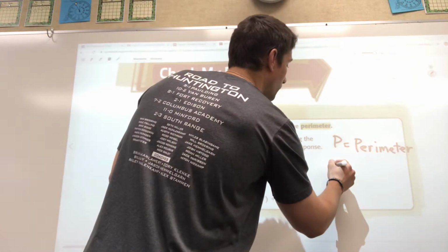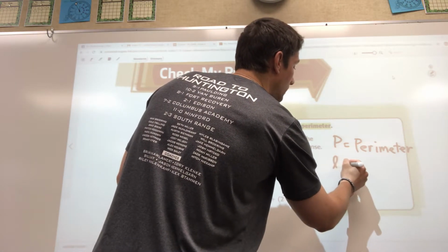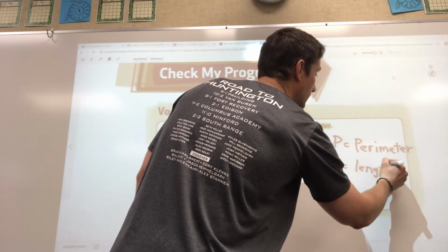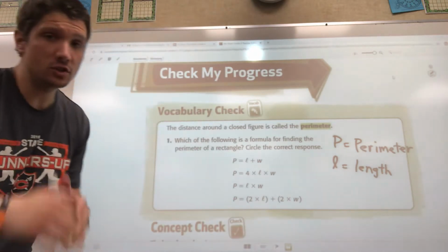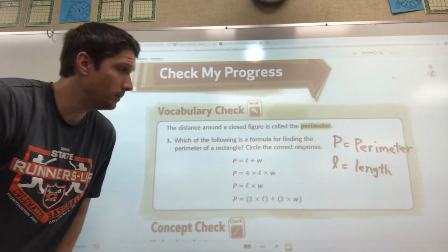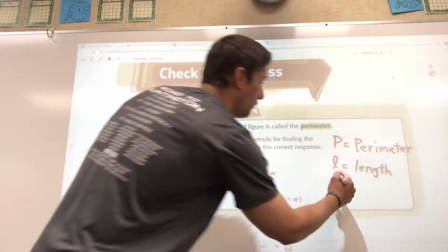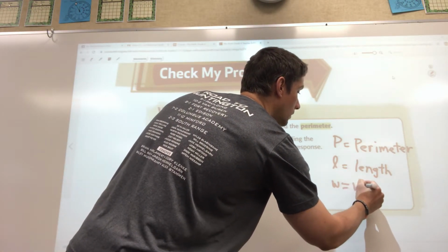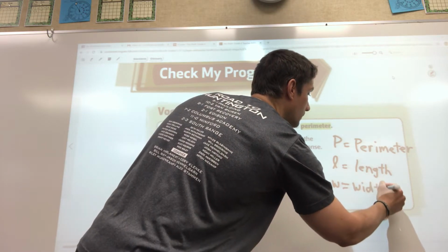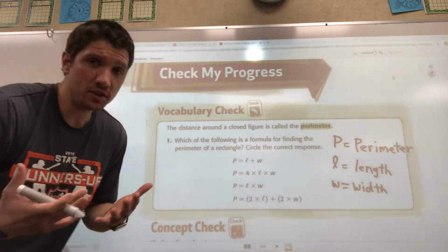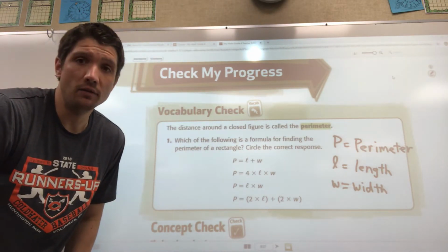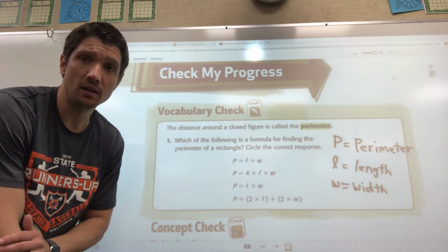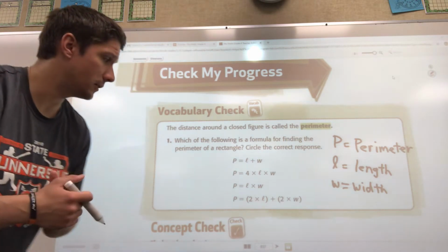So let's start off with that L. The L just stands for length. So length in this case is just one side of a rectangle. W stands for width. The width is just the other side of a rectangle, okay? These are the two different sizes of the sides when it comes to rectangles, okay?